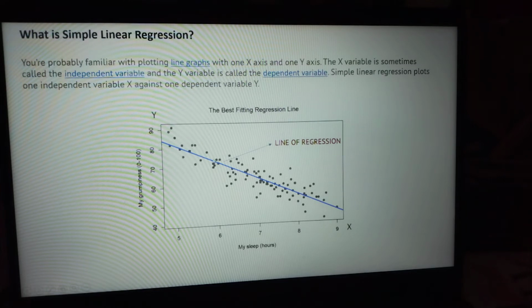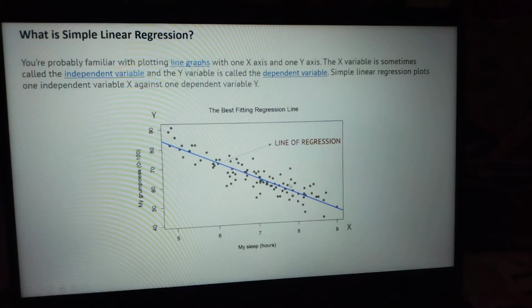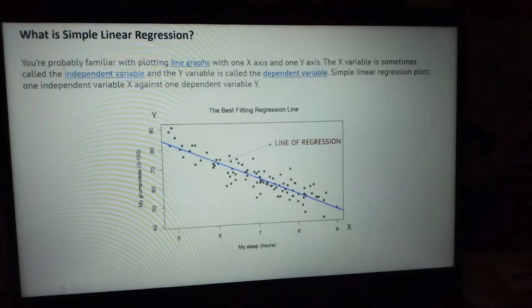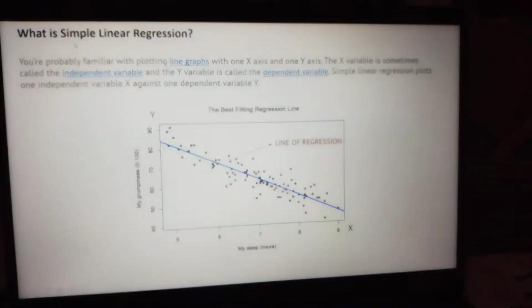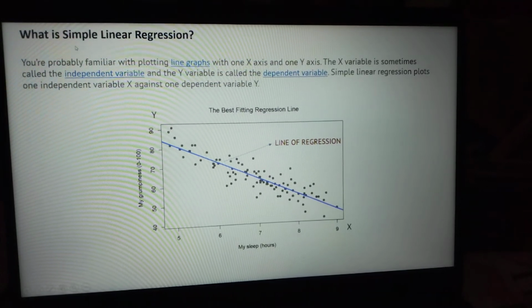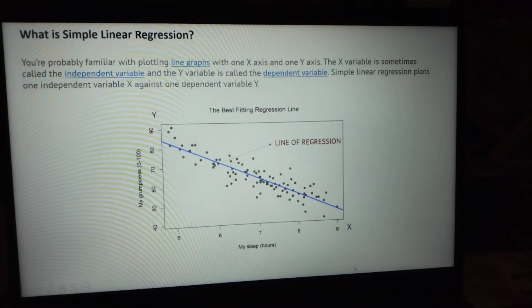So this is known as the best fitting regression line, and in simple terms it is known as the line of regression. So in broader terms, simple linear regression is the relationship between dependent and independent variable which is plotted on the graph. Okay.